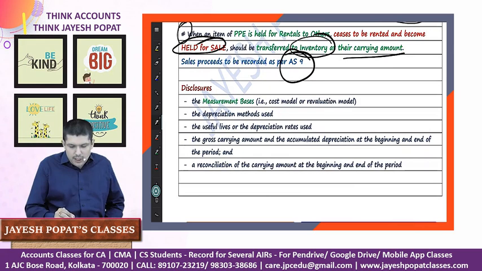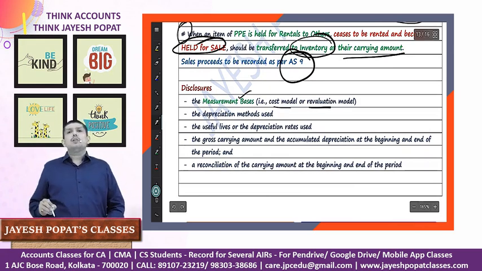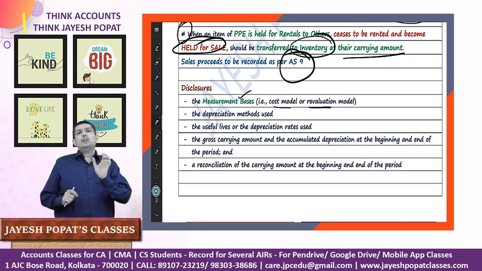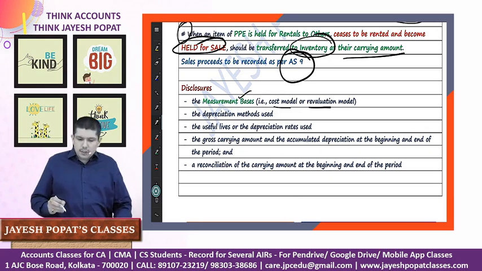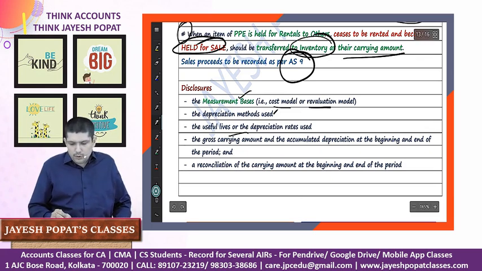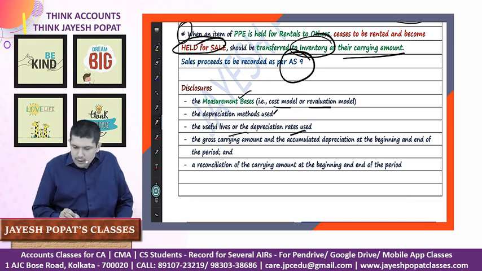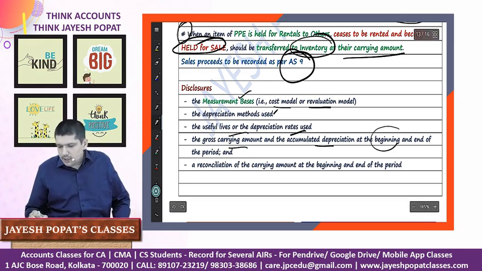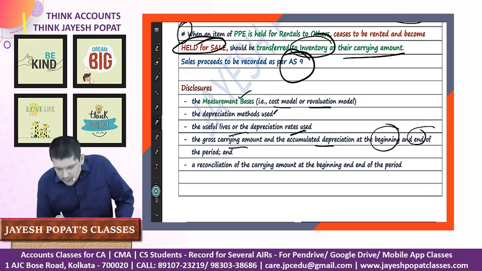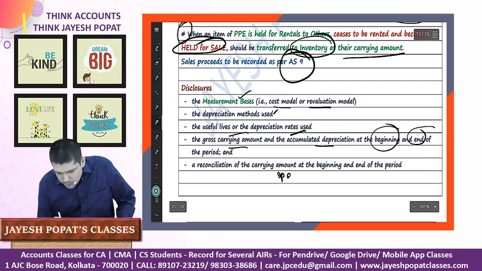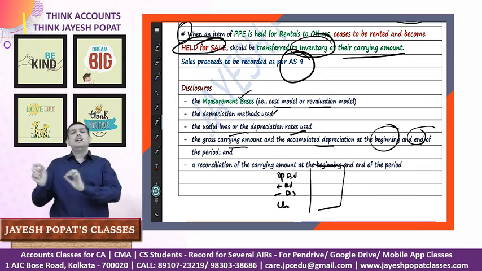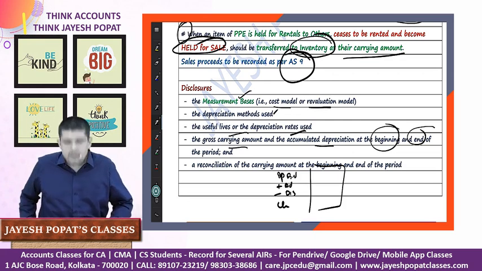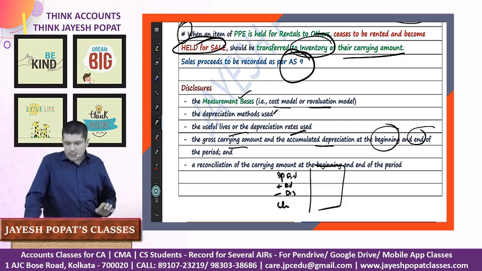And then disclosures: you need to state your measurement basis, whether you are following the cost model or the revaluation model. There could be some class of asset where you follow the cost model, and some class where you follow the revaluation model. What method of depreciation you are using, what your useful life or depreciation rate is. You need to state your gross carrying amount and accumulated depreciation at the beginning and at the end of the year, and you need to do a reconciliation: what was the opening balance, what is the addition, what is the disposal, and what is the closing balance. This reconciliation needs to be shown for the cost element and for the accumulated depreciation element of the asset as well. So by this we are done with the revision of Accounting Standard 10.